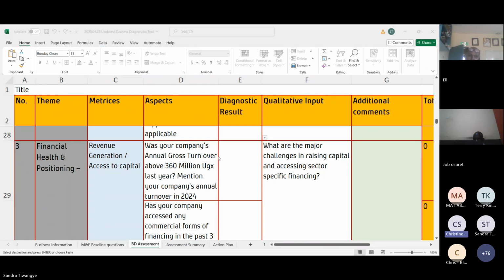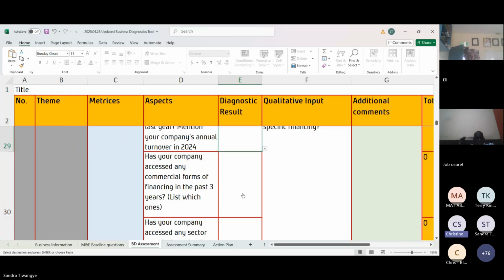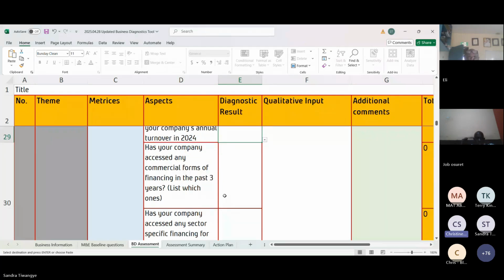Was your company's annual gross turnover above 360 million last year? And in the comment section, you will let us know how much that was and also indicate the challenges you had raising this money. This is for later, but for now, please do click yes or no, whether it was above or as required. Then, did you access any commercial forms of financing? Let's have some input to explain to you what we mean by commercial forms of financing so that you can answer this question accurately.